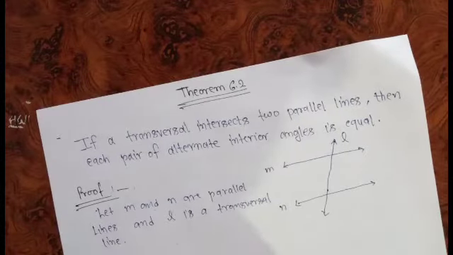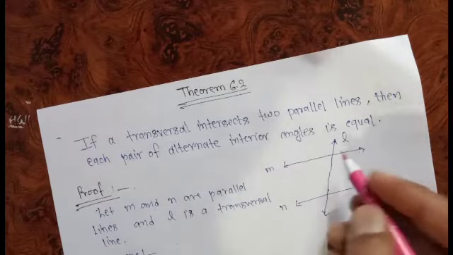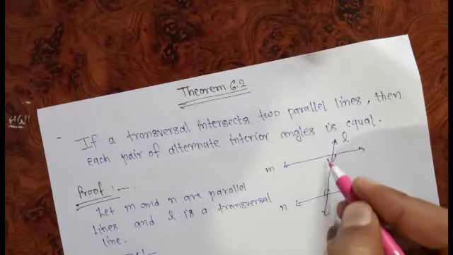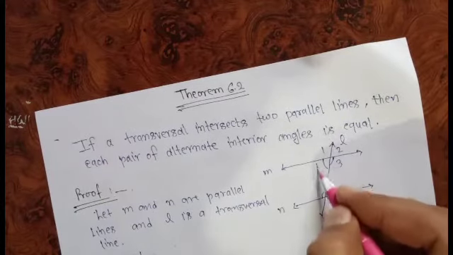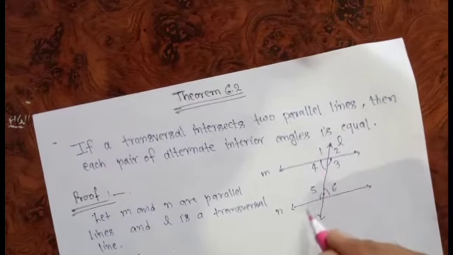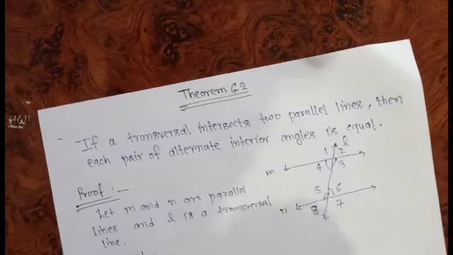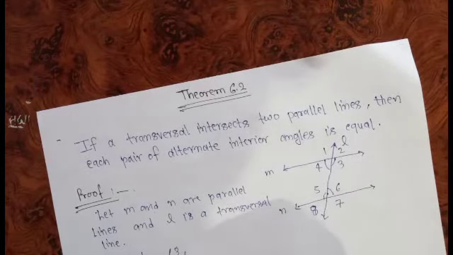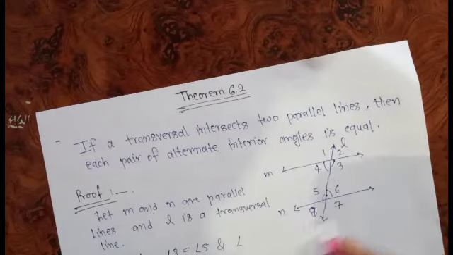To prove: alternate interior angles are equal. Alternate interior angles are these and these. Angles 1, 2, 3, 4, 5, 6, 7, 8. We have to prove 3 is equal to 5 and 4 is equal to 6.